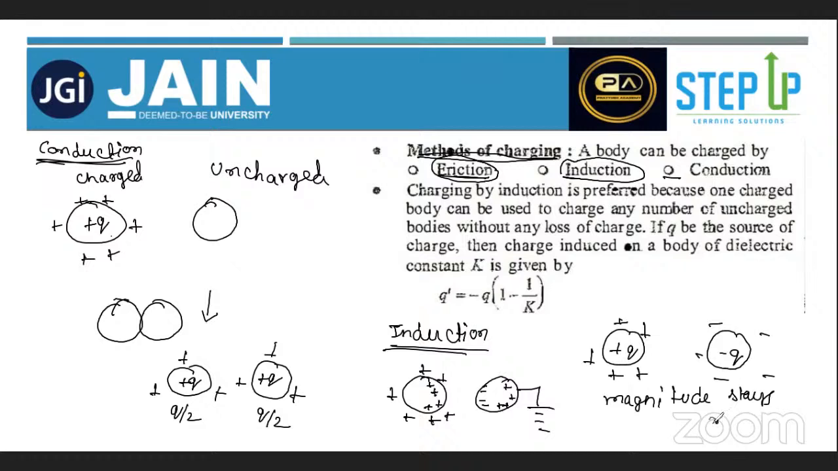If it is Q, this also will stay Q. If this is Q by 2, this will become Q by 2. So that's also a major difference between conduction and induction, where induction is very important because we can use it. If I want a negative charge here, I can bring a positive charge nearer to it. If I want a positive charge, I have to bring a negative charge. That's all. In case of induction, normally the charge is also useful. It will be increased.